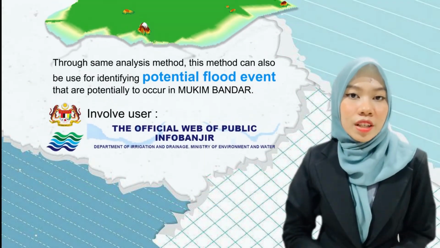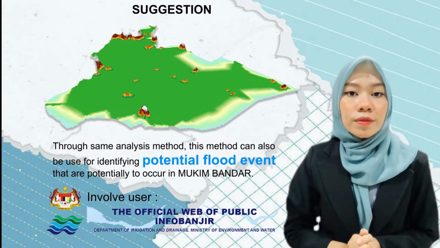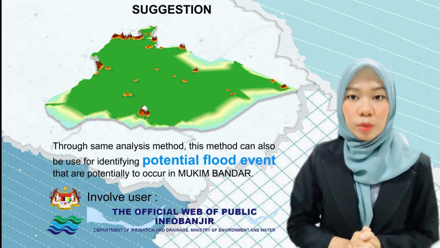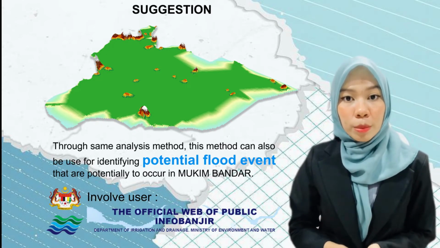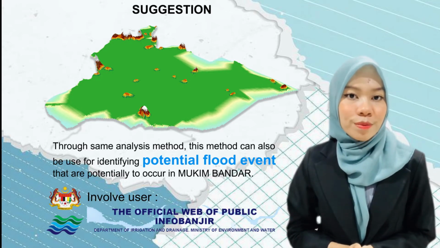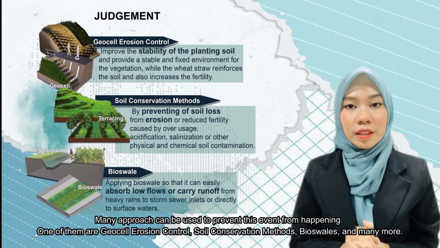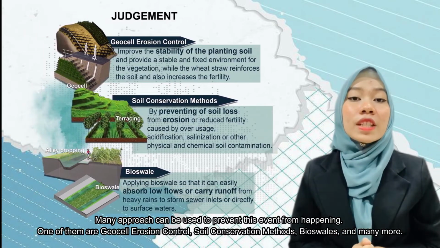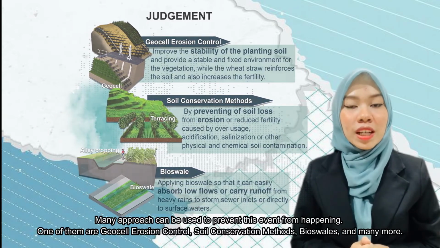Through the same analysis method, this method can also be used to identify potential flood events that can occur in Mukim Bandar. The involved users of this method are the Department of Irrigation and Drainage, and the Ministry of Environment and Water. Many approaches can be used to prevent this event from happening. One of them is geo-erosion control, soil conservation method, biosphere, and many more.